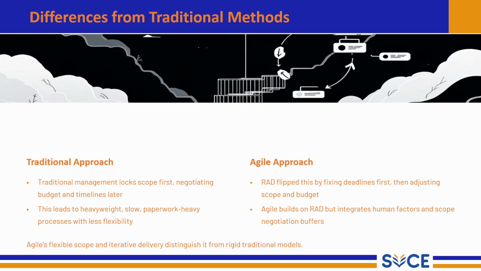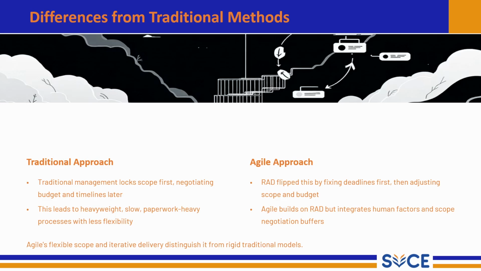Since everything is planned in advance, traditional methods involve a lot of documentation and approval. This makes the process slow and rigid. If the customer needs a change, the system struggles to adapt because there is very little flexibility. But in the case of the Agile approach, RAD flipped this by fixing the deadline first, then adjusting the scope and budget. RAD, meaning rapid application development, introduced a different idea.